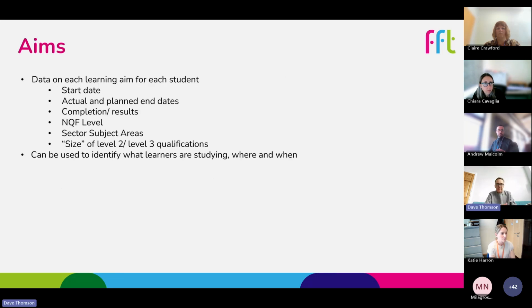The aims data is where the action is really. So for each learning aim for each student, it gives us a start date, actual and planned end dates, whether the qualification was completed, and if so, what result was achieved, the level of the qualification, the sector subject area, and for level 2 and level 3 qualifications, the size of the qualification. So at A level, for example, is 50% of the level 3 threshold. So if you do 2 A levels, that's equivalent to level 3. And so the aims can be used to identify what learners are studying, where and when.